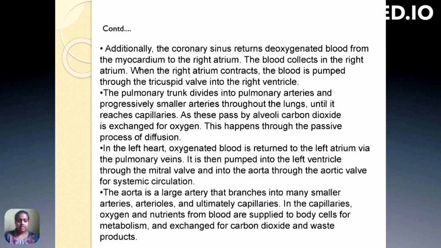Additionally, the coronary sinus returns the deoxygenated blood from the myocardium to the right atrium. The blood collects in the right atrium. When the right atrium contracts, the blood is pumped through the tricuspid valve into the right ventricle. As the right ventricle contracts, the tricuspid valve closes and the blood is pumped into the pulmonary trunk through the pulmonary valve. The pulmonary trunk divides into pulmonary arteries and progressively smaller arteries throughout the lungs until it reaches capillaries.